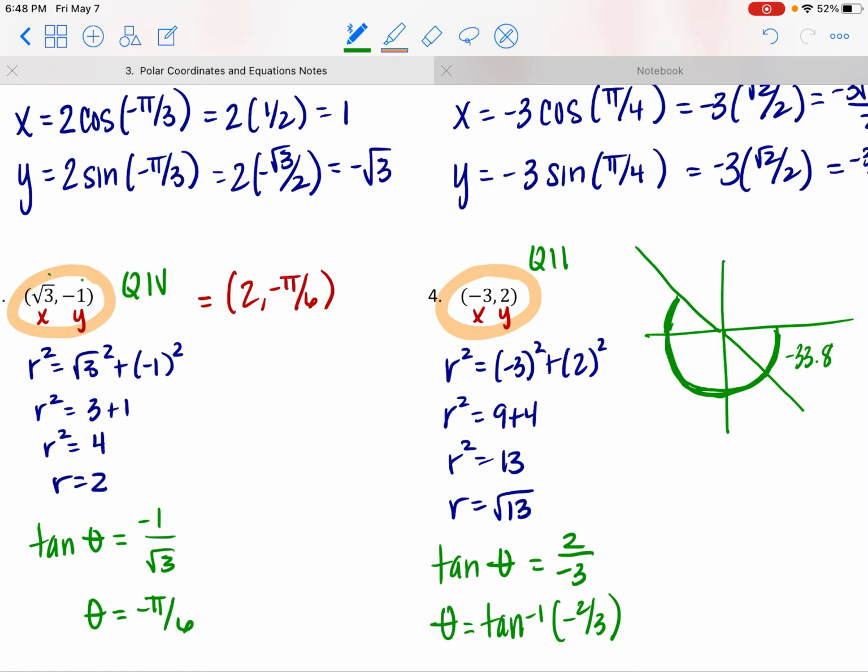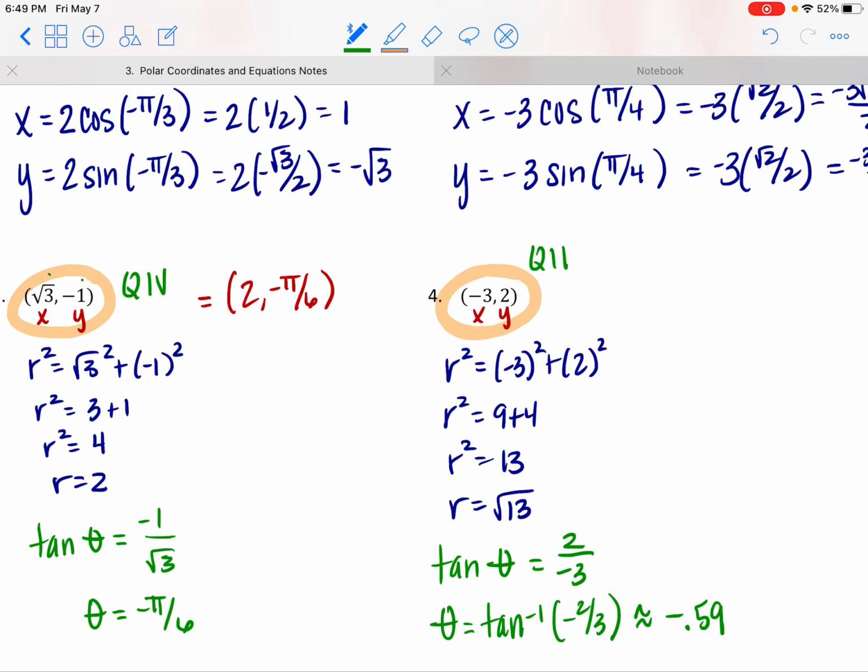So if you see it, if you understand what I'm saying to you now, then that's good. If you wouldn't have seen that on your own, don't feel bad. I don't know that I would have either. It took me a little bit of thinking to figure that out. So this gives me a value of about negative 0.59, but that is in quadrant 4.